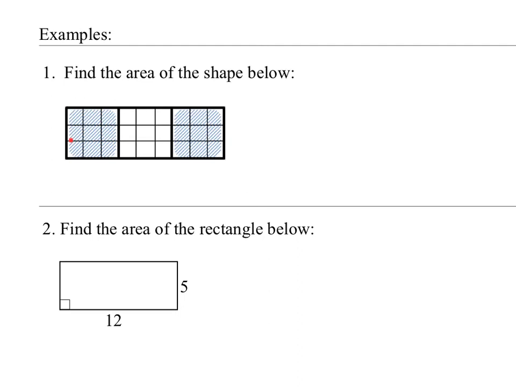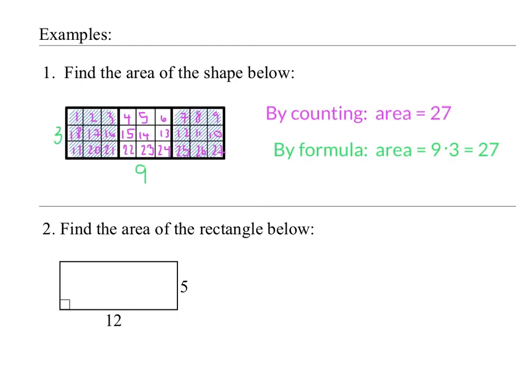So on the first example, it's a rectangle, but there's no numbers here or here. Well, I can count the numbers myself. I need a base length and I need a height. Now I can either go base times height, or since this one's already all divvied up, I can literally just count the number of squares inside the shape. Whether you counted every single square and got 27 that way, or just said, let me count 9 as the base, 3 as the height, base times height, 9 times 3, either way, you get an area of 27 for number 1.